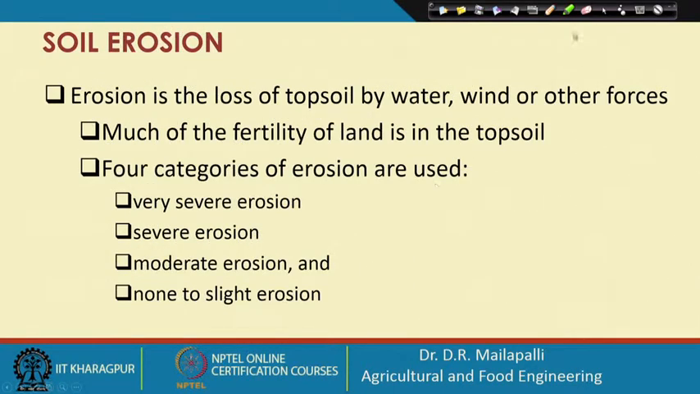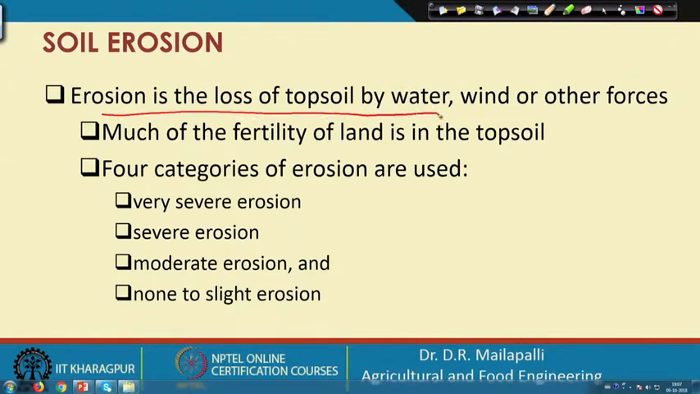And then soil erosion. Soil erosion is another factor you can see. Soil erosion is the loss of topsoil by water or wind or by any other forces. So much of the fertility of land is in the topsoil. Since we are talking about fertility, we focus on topsoil. That is important for cultivation, and there are 4 categories of erosion we use.